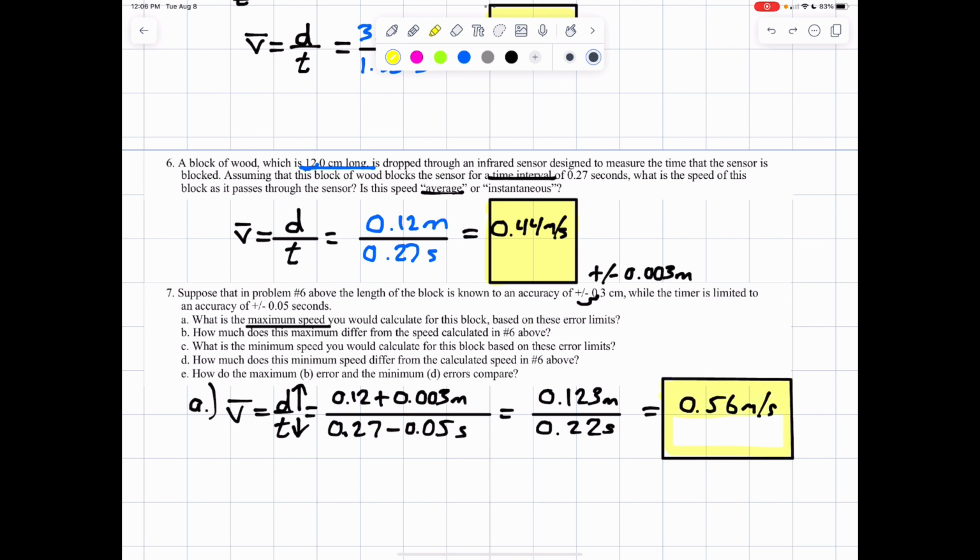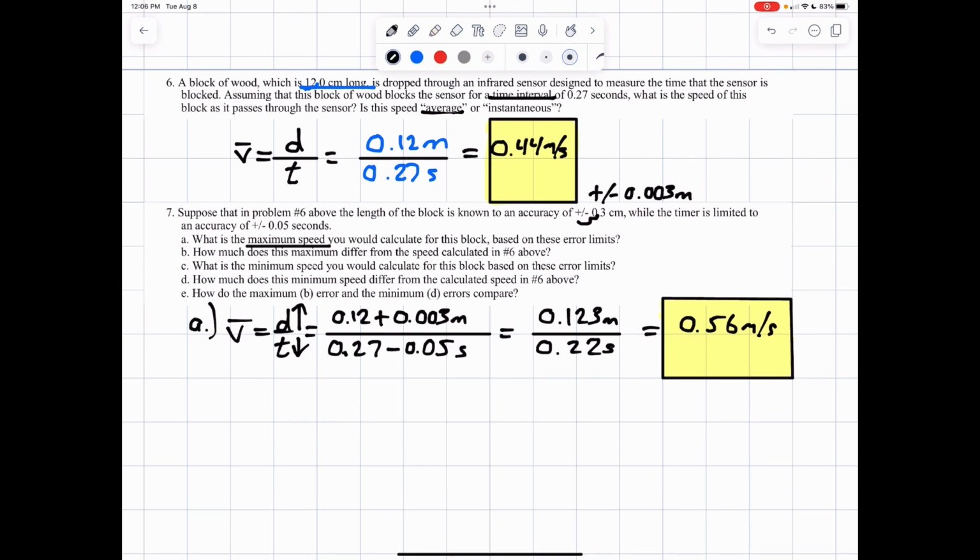Box and highlight my answer. Okay. Part B.